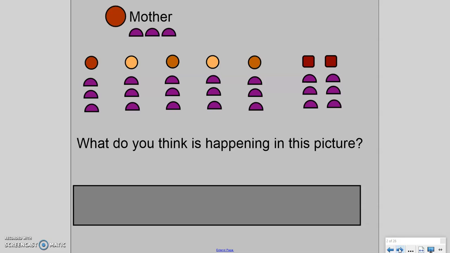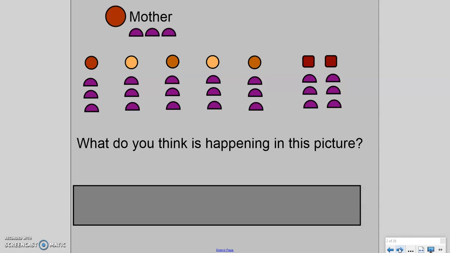Right. So now we have a picture. Before starting our lesson, we have a picture showing a mother with 3 items and then other little shapes with the same 3 items. They want to know, what do you think is happening in this picture? So you're going to have different interpretations on how you view this picture and what's going on, or create your own story. For me, I see that there's a mother, and then the 5 circles, I'm assuming that is her kids. And the 2 squares, I'm going to label them as cousins.